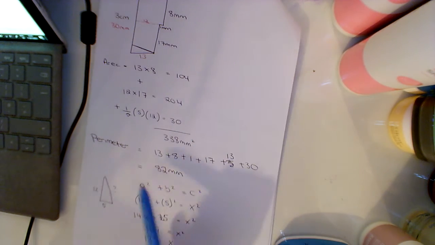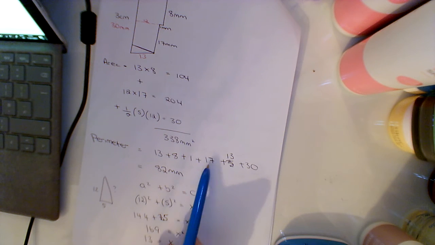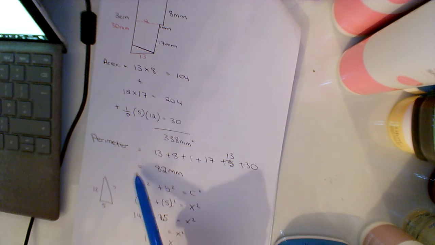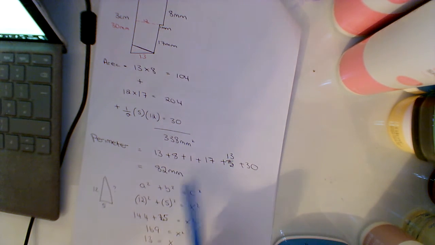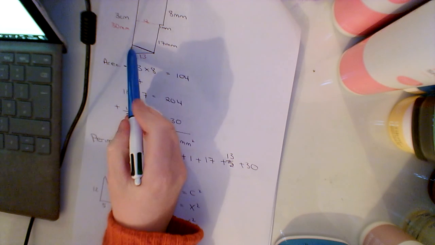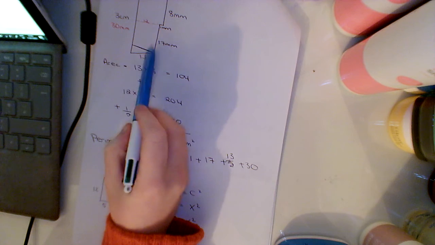My perimeter then, so I add all the sides up, so I have 13 plus 8 plus 1 plus 17. I'll show you how I got this 13 plus 30, and that's equal to 82 millimeters. So I didn't know what this length was here, but I knew that this was 5, and I also knew that this here was 12.